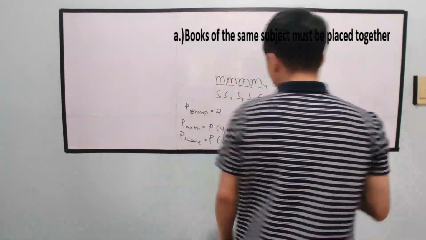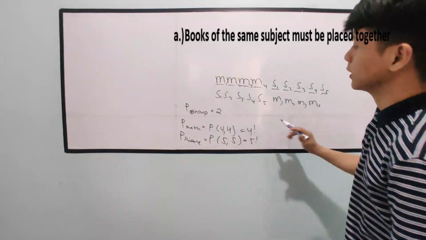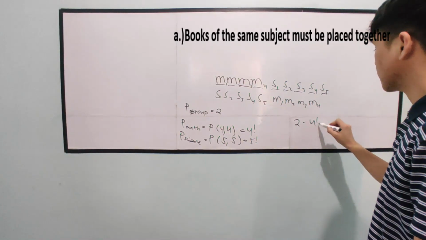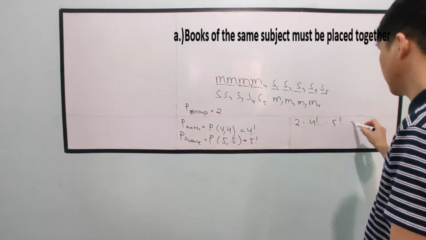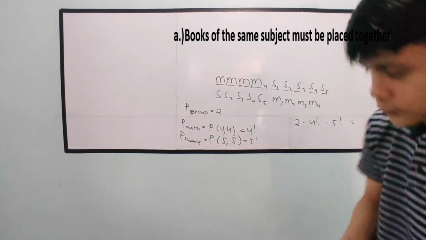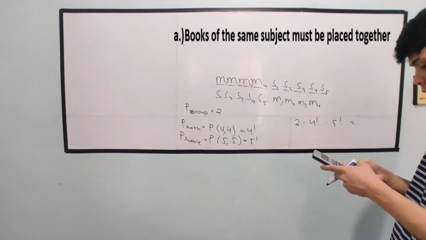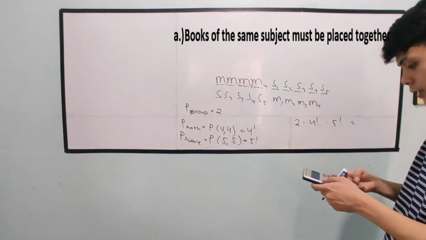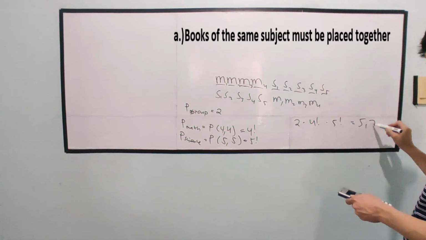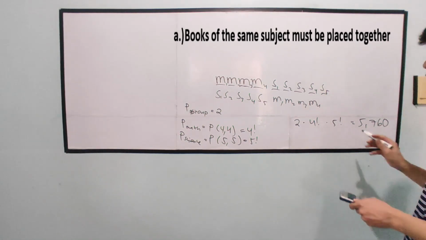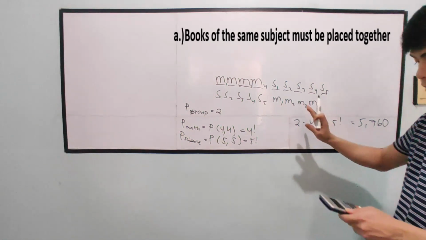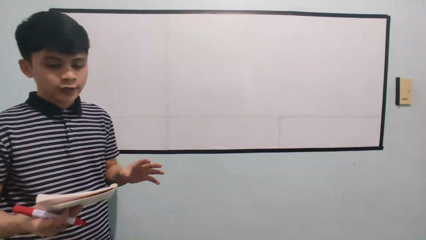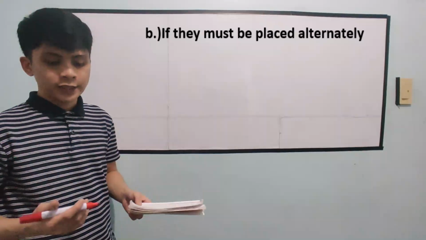Then, by principle of counting, multiply lang natin itong tatlong to. So, the final answer is 2 times 4 factorial times 5 factorial, which is equal to, so solve ko dito, 2 times 4 factorial times 5 factorial, that is 5,760 ways. So, merong 5,760 ways para i-arrange natin sila na magkakatabi. And then, for letter B natin, they must be placed alternately.